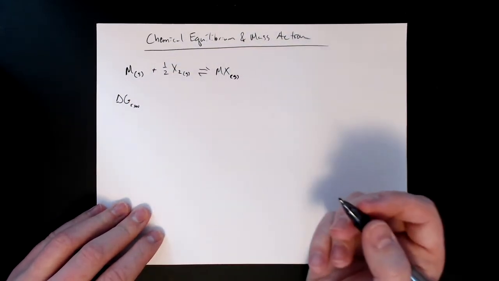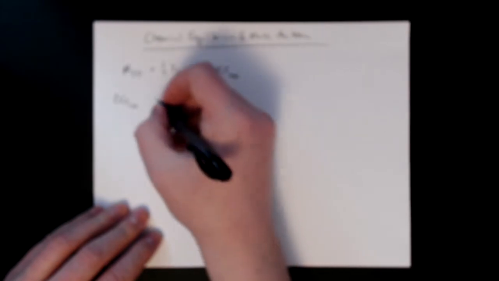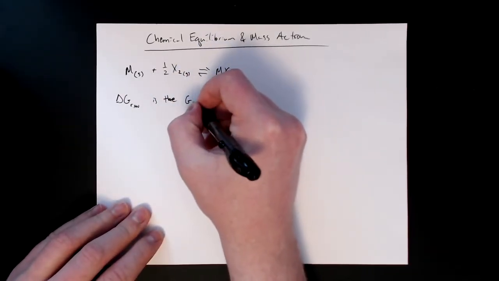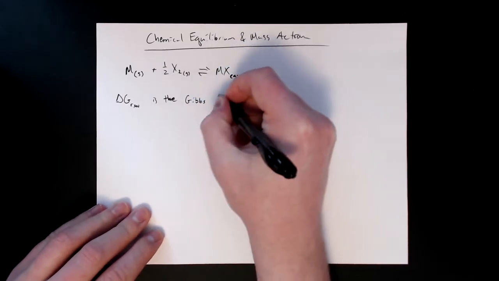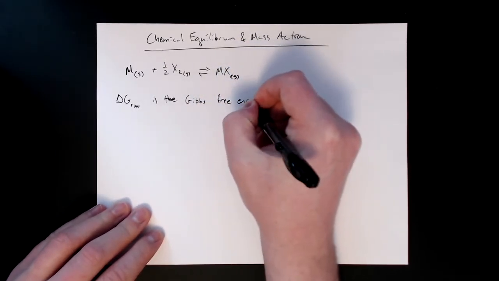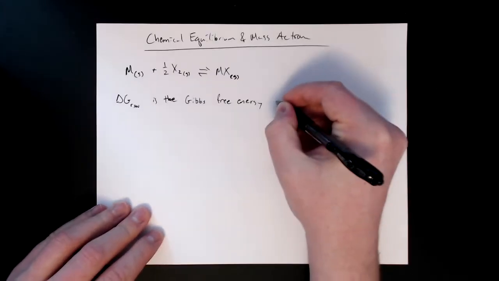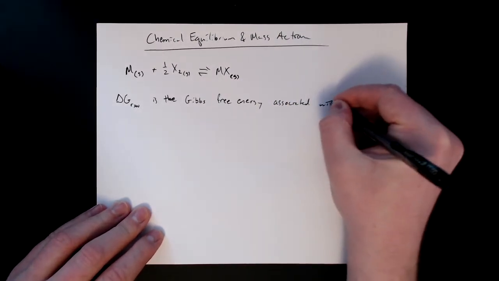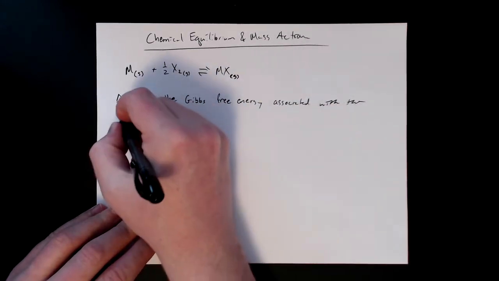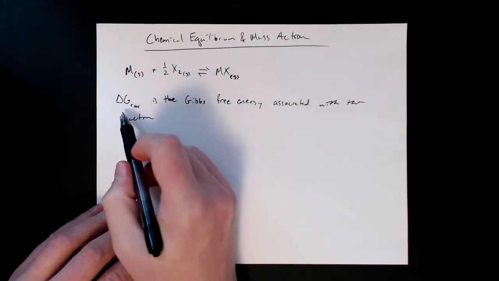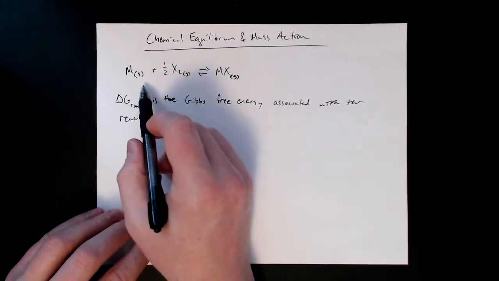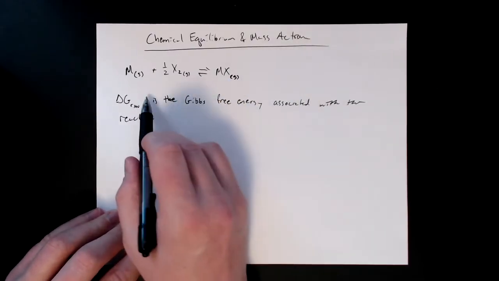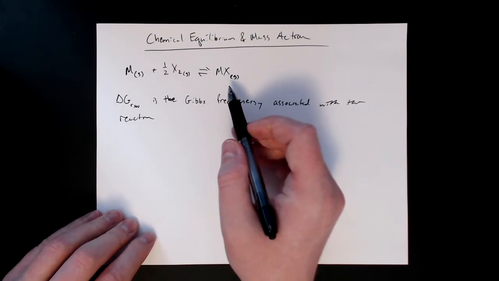So I'm going to abbreviate the reaction part here. So this is the Gibbs free energy associated with the reaction, right? So we're talking about going from one state to the next. So this state, the reactants to the products, and so the change is the change from this.